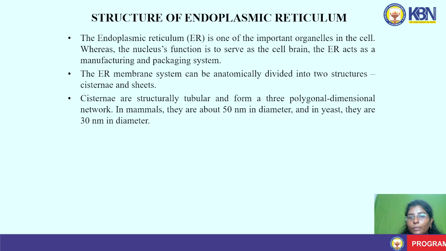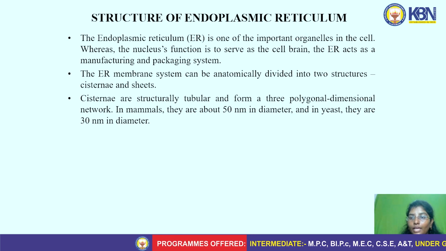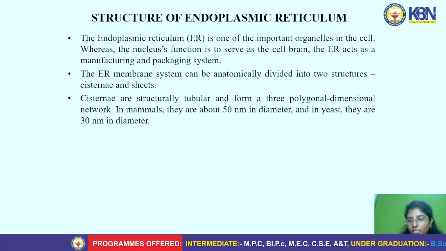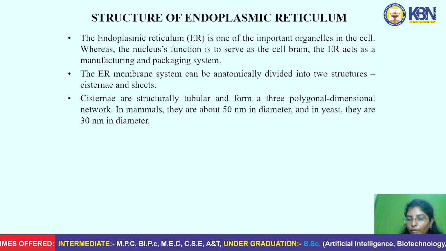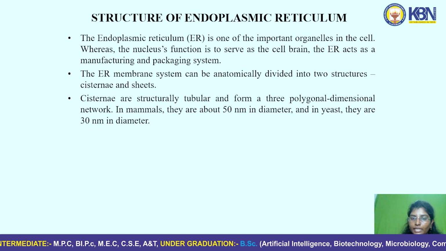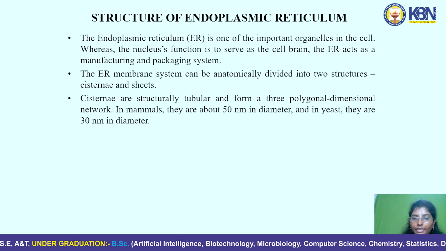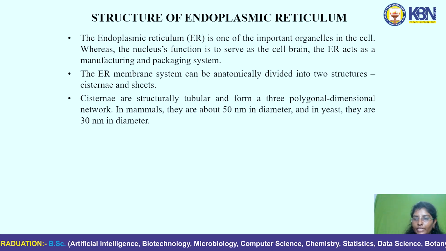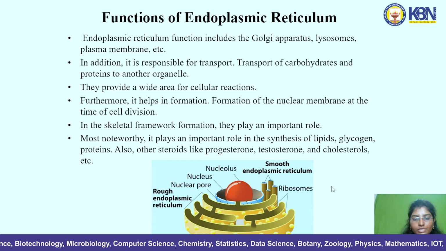Next, structure of endoplasmic reticulum. It is one of the important organelles in the cell. Whereas the nucleus functions as the control center, the ER acts as a manufacturing and packaging system. The ER membrane anatomically divides into cisternae and sheaths. Cisternae are structurally tubular, and in mammals they are 50 nm in diameter, and in yeast they are 30 nm in diameter. This is the endoplasmic reticulum.